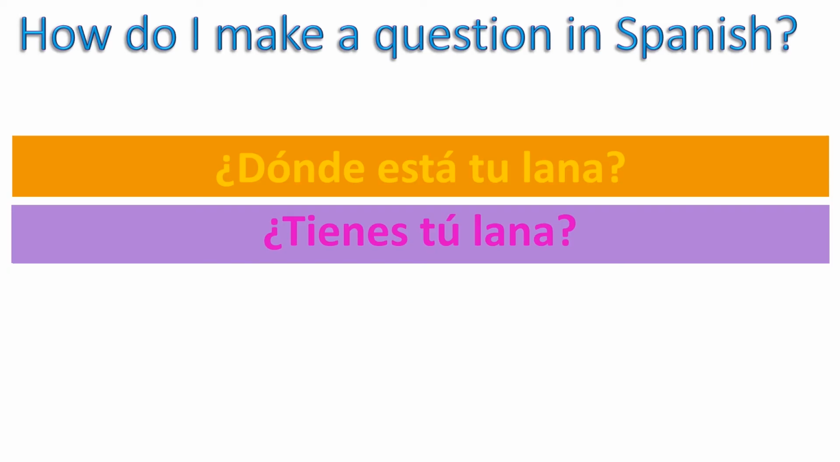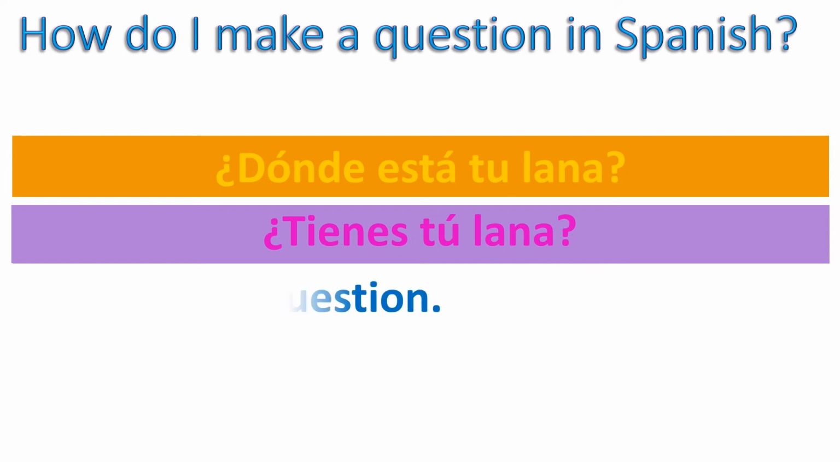Sometimes you can drop that pronoun since it's implied in this case in the verb tienes. You could just say tienes lana and you don't have to have the pronoun in there. But if you did have the pronoun in there, it would go after the verb because it's been flipped to turn it into a question.